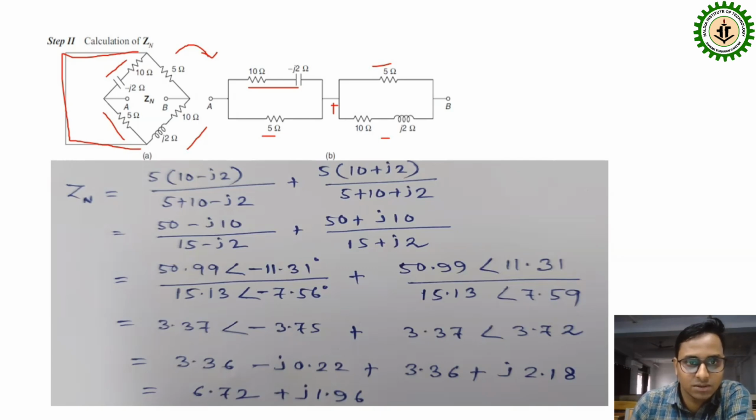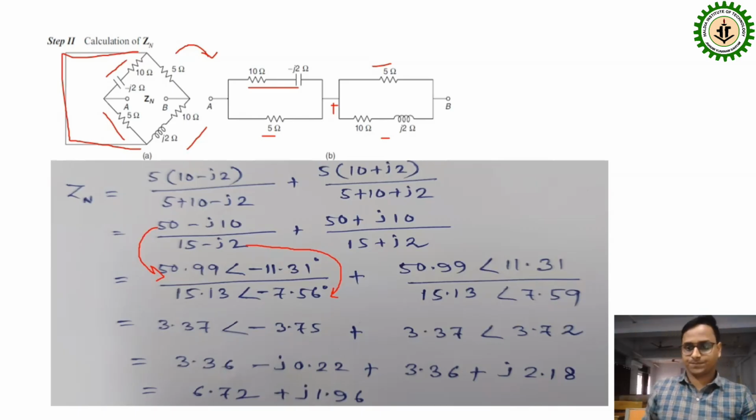So 5 into (10 minus J2) divided by (5 plus 10 minus J2), plus 5 into (10 plus J2) divided by (5 plus 10 plus J2). Just solving this, both are in rectangular form. So here I have converted this rectangular form to polar form, and again polar form to rectangular form. For this also I have converted rectangular form to polar form.